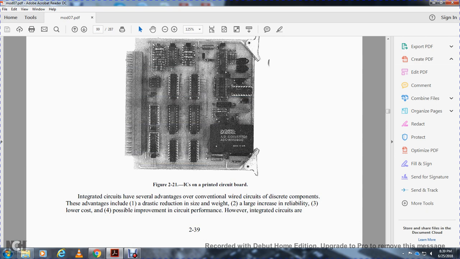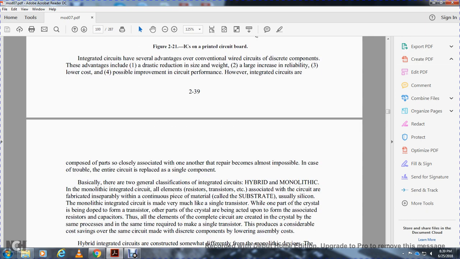Integrated circuits have several advantages over the conventional wired circuit with discrete components. The advantages include: 1, the drastic reduction of size and weight; 2, the increase of reliability; 3, lower cost; 4, the most possible improvement in circuit performance. However, the integrated circuits are composed of parts so closely associated with one another that repairs are almost impossible. In case of trouble, the entire circuit is replaced as a single component.